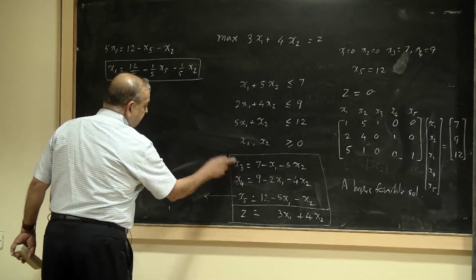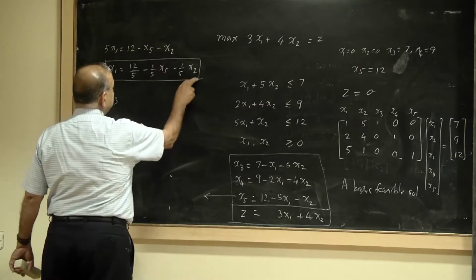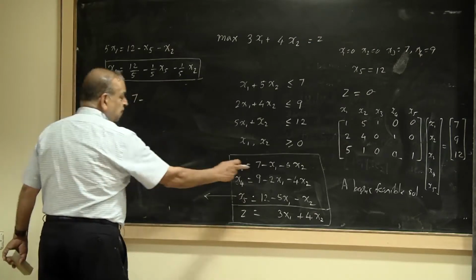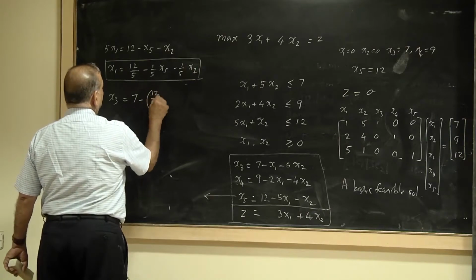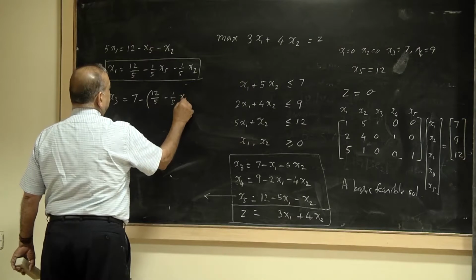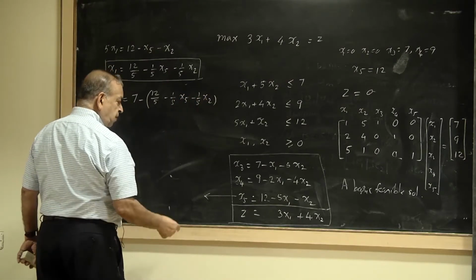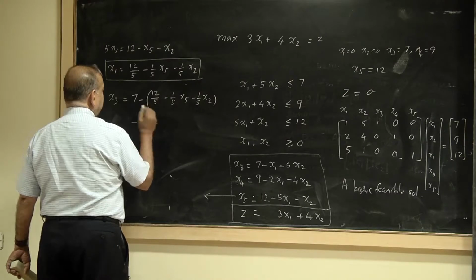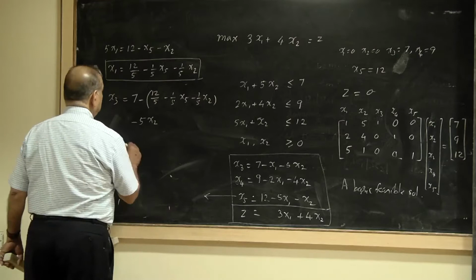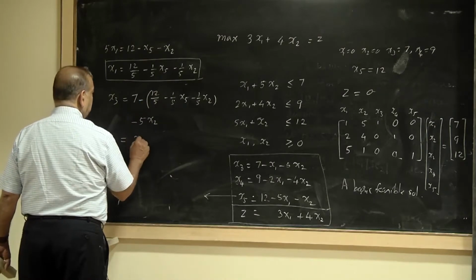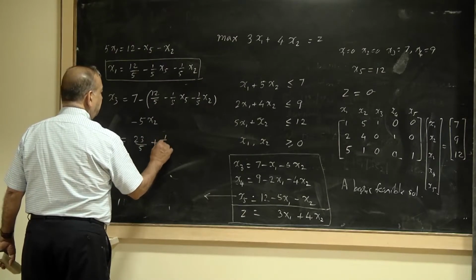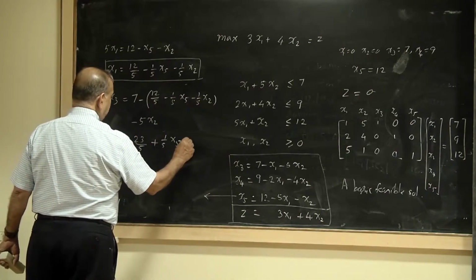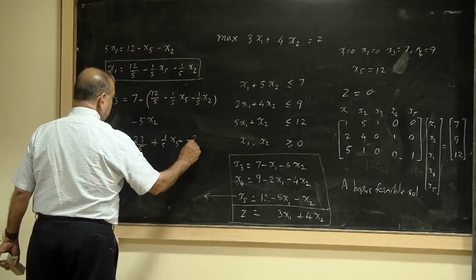Then try to write down this equation for x3 in terms of this equation. x3 is 7 minus, instead of x1 you can write 12 over 5 minus 1 over 5 x5 minus 1 over 5 x2, minus 5 x2, there is no problem. Which is plus 1/5 x5 plus 1/5 x2 minus 5 x2, which is minus x2.